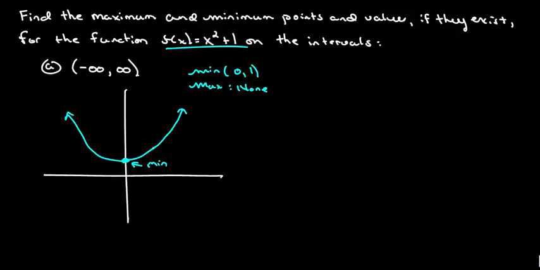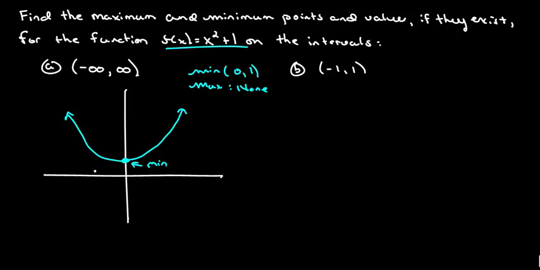The reason that there's no maximum is this guy keeps on increasing forever, and so does this guy. So there's never a point at which we can say, yep, the function has reached its highest point. So we say none for that. And that's all you've got to do for A. For B, let's take a look at the interval negative 1 to 1.